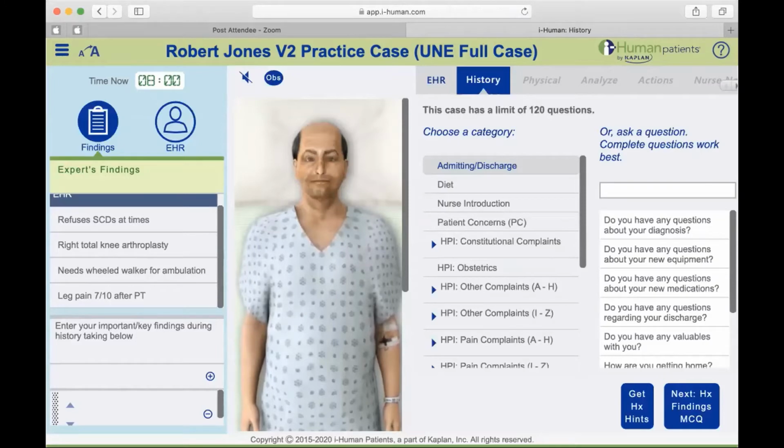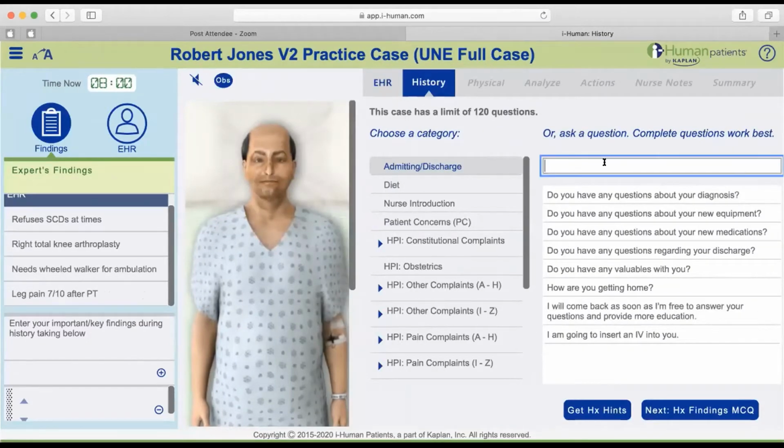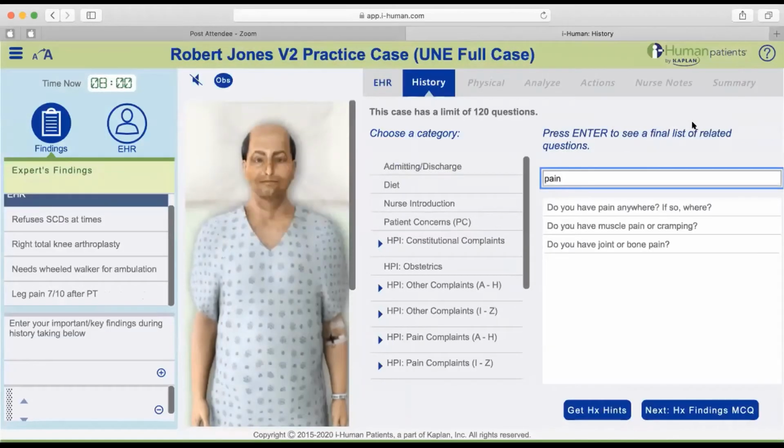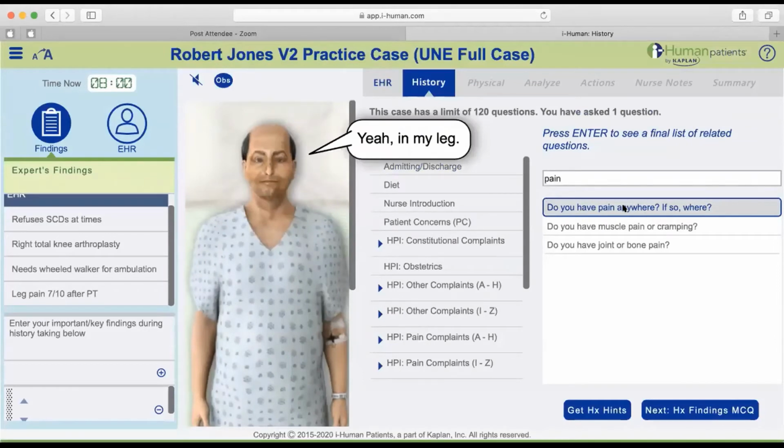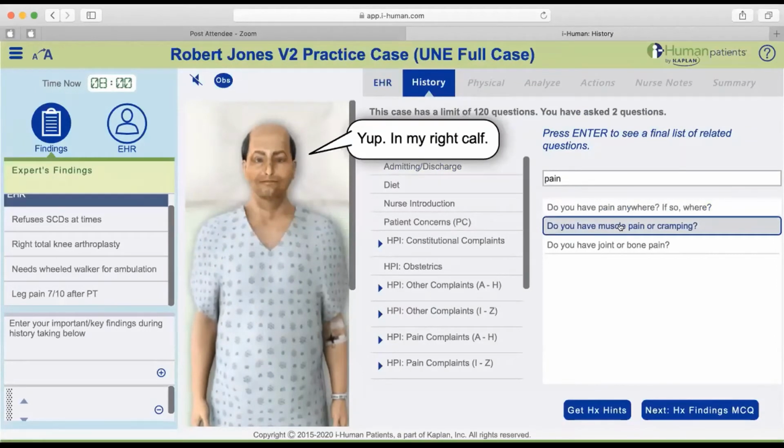Number 1, we can simply ask, one of our concerns was pain. So if I type in pain, what I can ask is, do you have pain anywhere? Yes, in my leg. Do you have muscle pain or cramping? Yep, in my right calf. Okay, so these are clues. I really want to investigate that right leg.